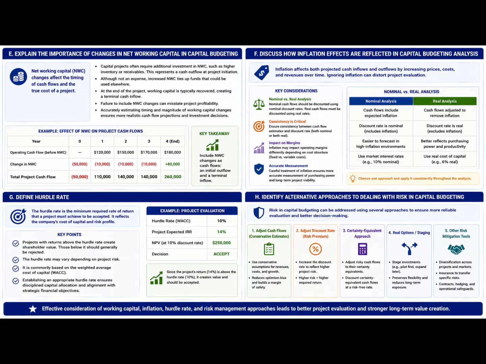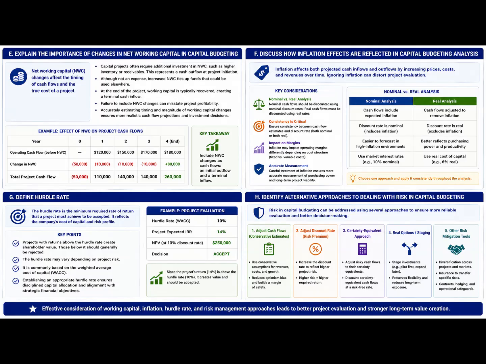F. Discuss how inflation effects are reflected in capital budgeting analysis. Inflation affects both projected cash inflows and outflows by increasing prices, costs, and revenues over time. Ignoring inflation can distort project evaluation. Nominal cash flows should be discounted using nominal discount rates. Real cash flows must be discounted using real rates. Consistency between cash flow estimates and discount rate is critical.